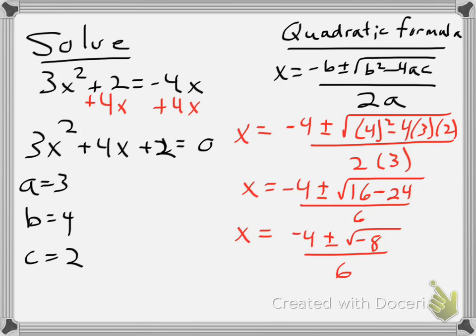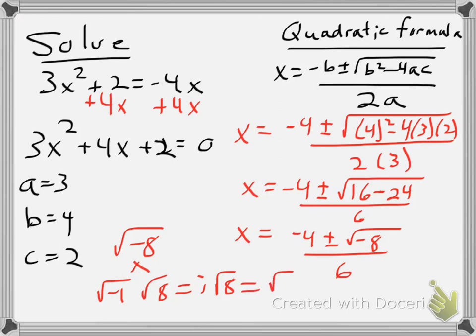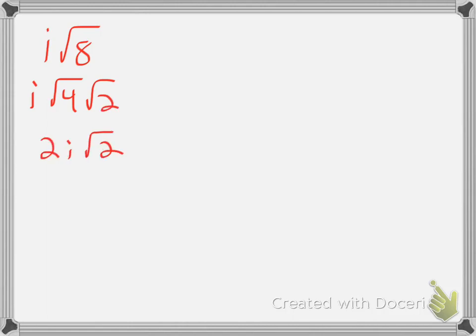And that, I'll make this into the square root of negative 1 and the square root of 8. So it becomes i square root of 8. And then I'll break the square root of 8 into square root of 4, square root of 2. So let me continue over here. So I have i square root of 8, which becomes i square root of 4, square root of 2, or 2i square root of 2.